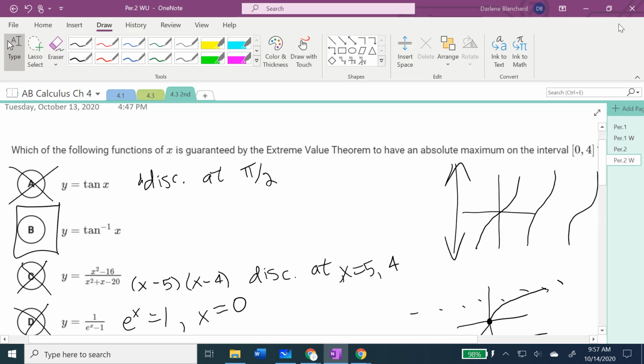And I want to repeat, today has a quiz on extreme value theorem, absolute minimum, maximum, critical numbers. And I need to give you at least 10 minutes.